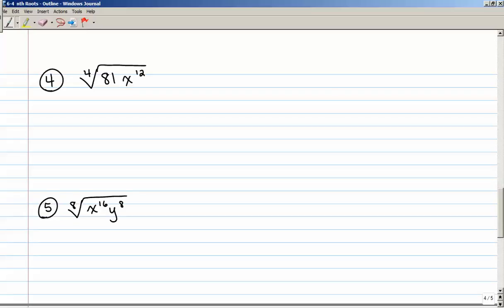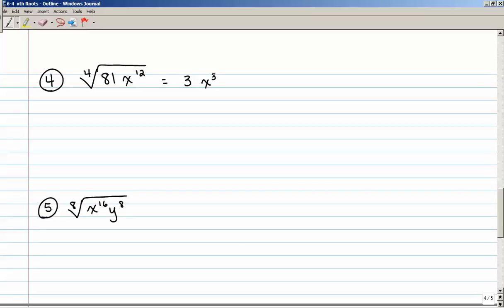How about the 4th root of 81x to the 4th? I'll show you in a minute how to do this on your calculator, but if you don't know what the 4th root of 81 is, you can use your calculator to do that. And that's actually 3, because 3 times 3 times 3 times 3 is 81. And I can use my little division trick here.